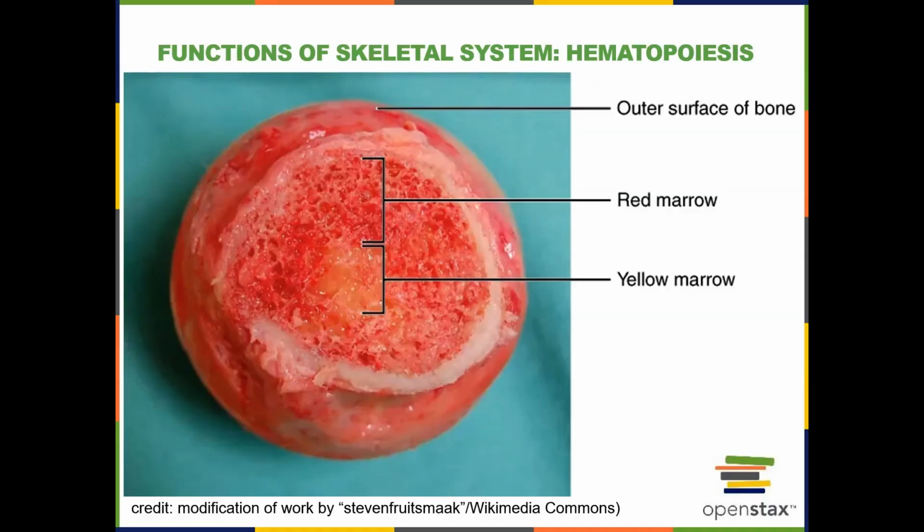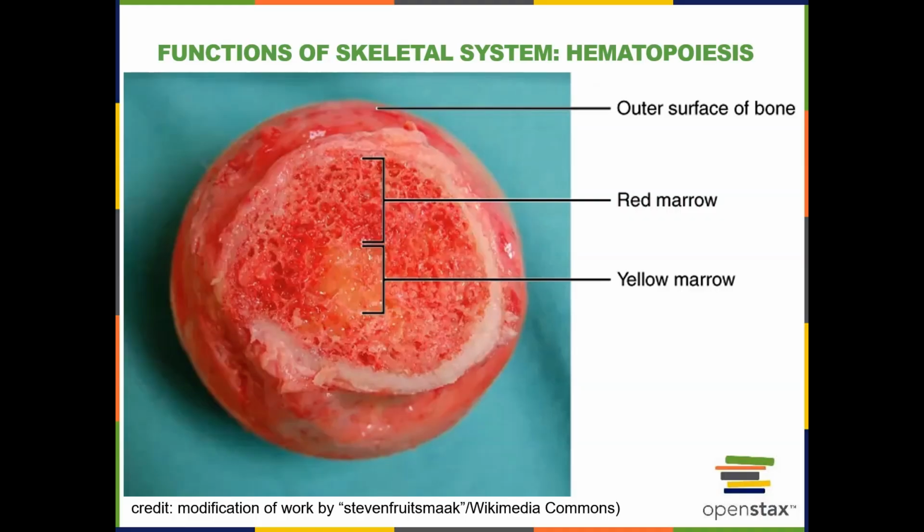Red bone marrow is found deep within our bones, inside medullary cavities, deep inside of long bones. And there's another type of bone marrow called yellow bone marrow that is mostly adipose tissue that replaces red bone marrow as we grow older. However, in an adult, there's still some red bone marrow found in the proximal end of long bones like the femur and the humerus.